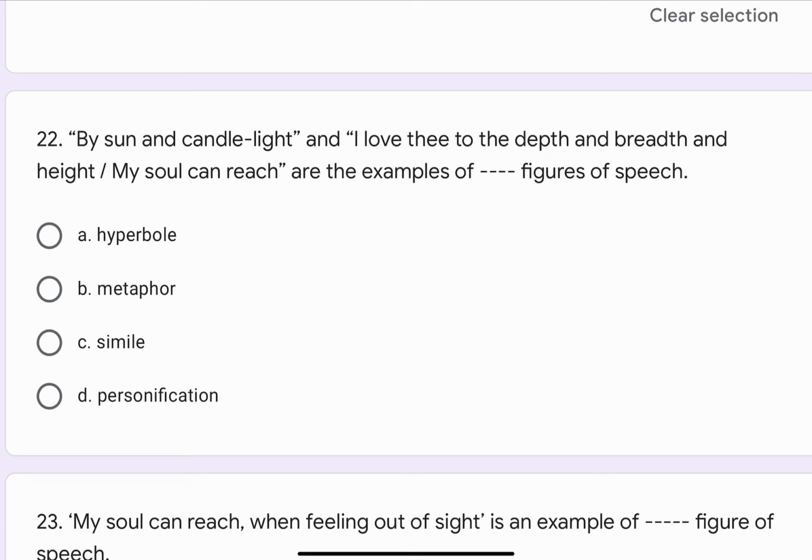Question 22. By sun and candlelight and I love thee to the depth and breadth and height my soul can reach are the examples of dash dash figures of speech. Options are A. Hyperbole, B. Metaphor, C. Simile, or D. Personification. Correct option is B.